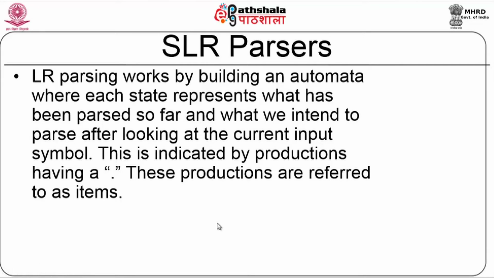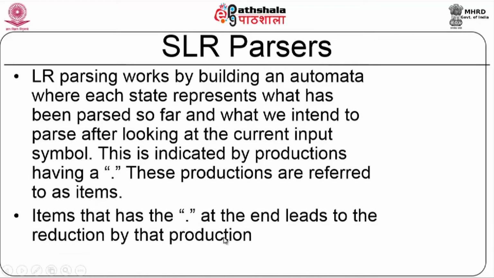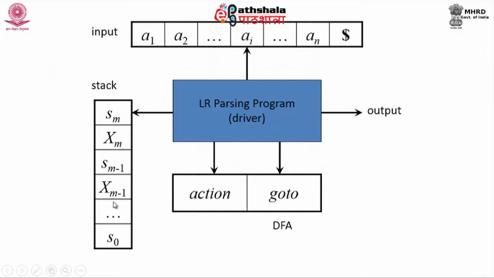So, we said LR of 0 items are what are to be constructed by the SLR parsers. Now, how do I construct these items? To construct these items, I need to position a dot. So, in the grammar, if the RHS has a dot, that is looked upon as an item. Now, how do I construct this item? And the SLR parser requires what is called LR of 0 items. Okay. Now, an item that has the dot at the end leads to the reduction by that particular production. Okay, we will see this concept with the example. Items which have a dot at the end for any given production mean that I could reduce at this particular state with this particular production. That is the understanding.